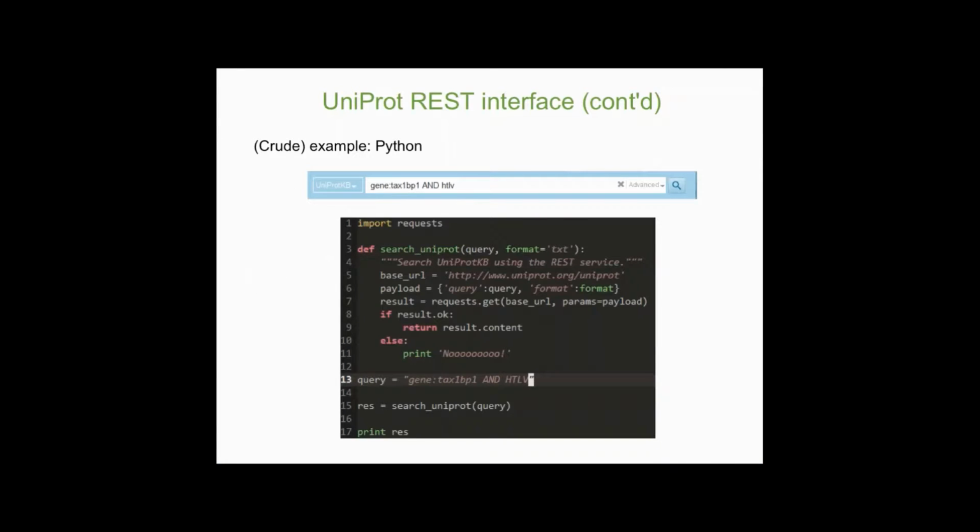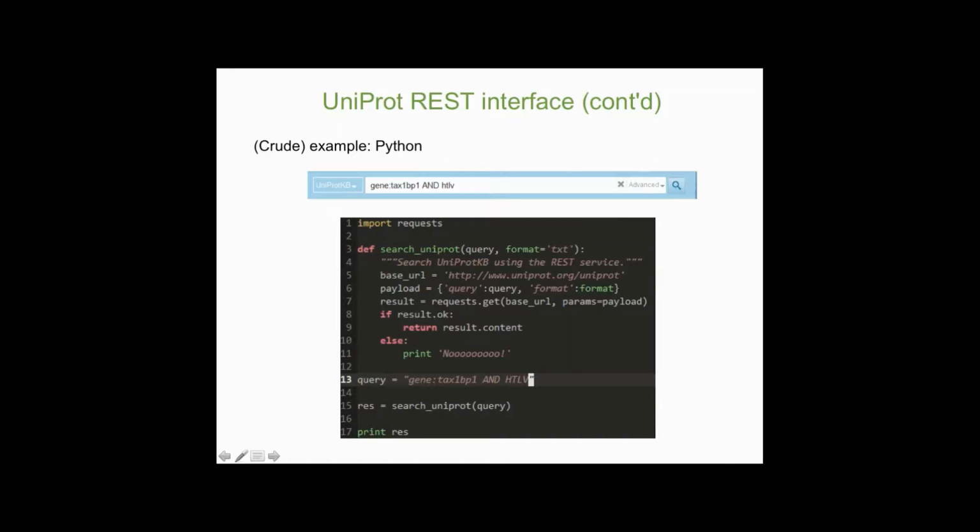For the sake of simplicity, I'm going to use Python as an example of a programming language for this. First of all, because I know a bit of Python, and also because the code is fairly easy to read even if you have no prior programming experience. This here, for example, I'm going back to the example that we used before, where we searched for a gene, a particular gene name, tax1bp1, and HTLV, which happens to be a particular virus that this gene occurs in.